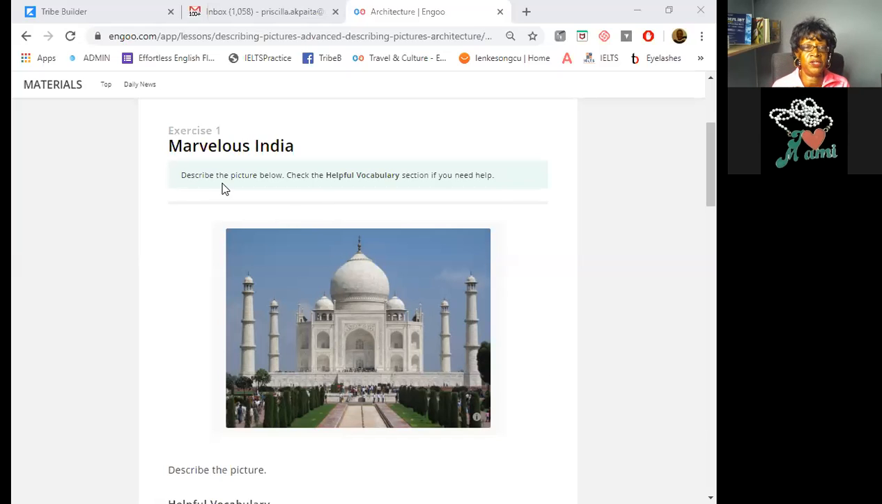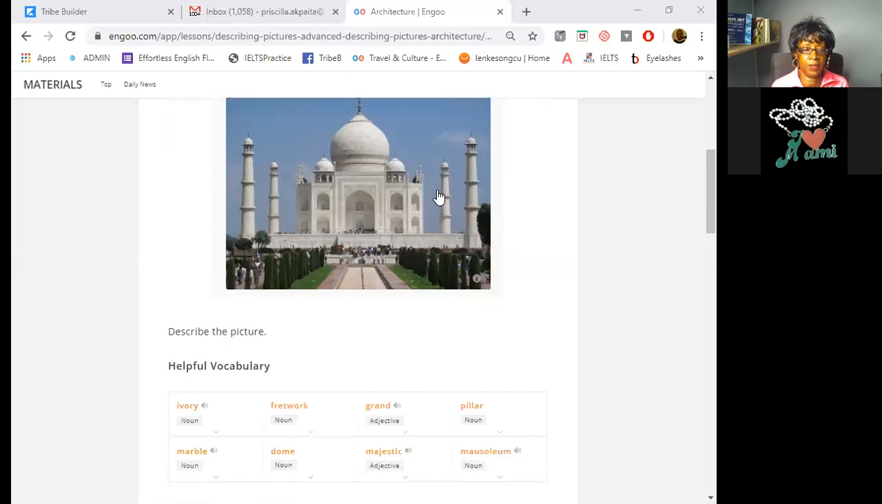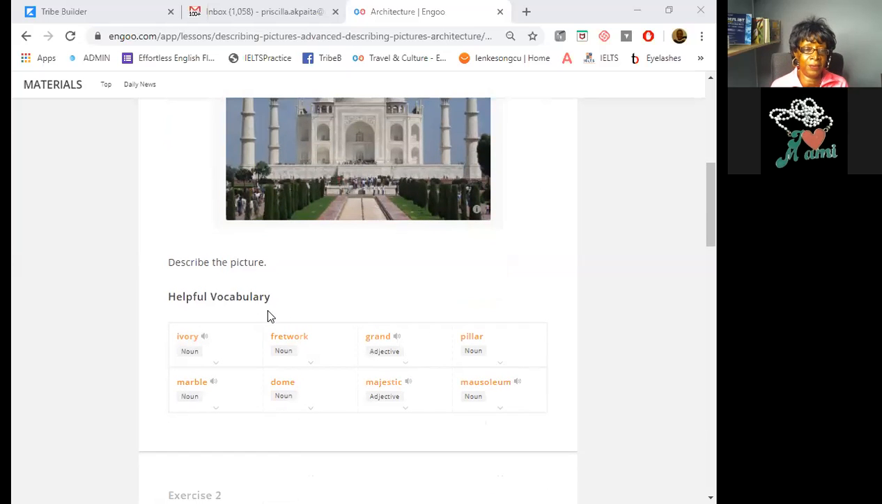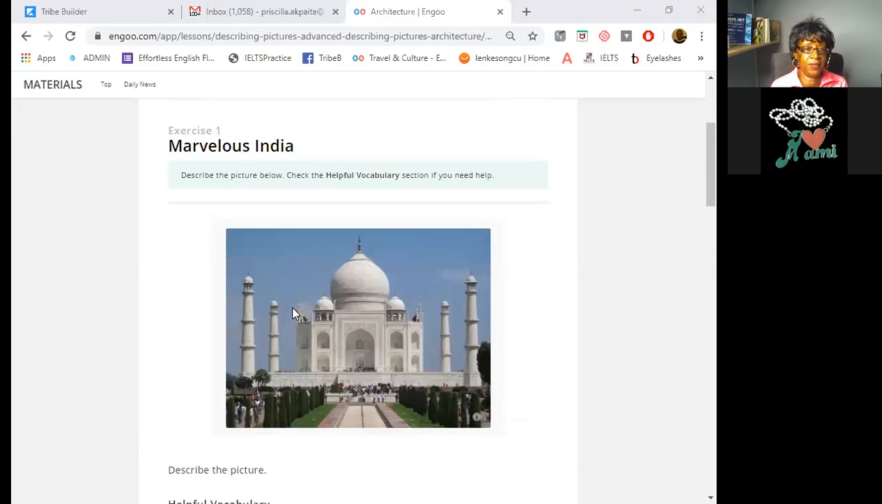So describe the picture below. Check the helpful vocabulary section if you need help. Let's look at the helpful vocabulary first. Okay? This is marvelous India. This is the picture that we're looking at the moment.